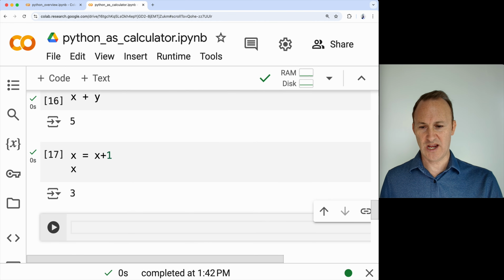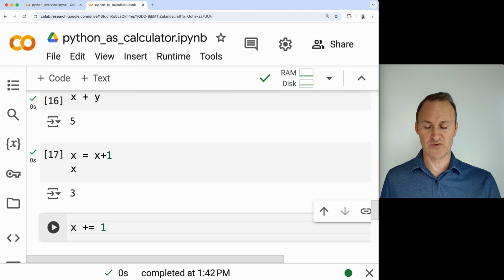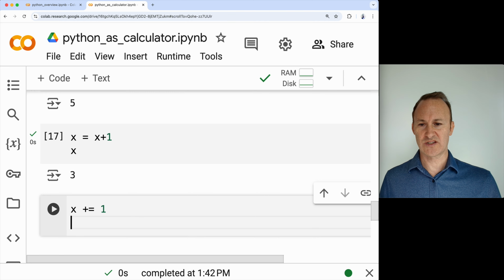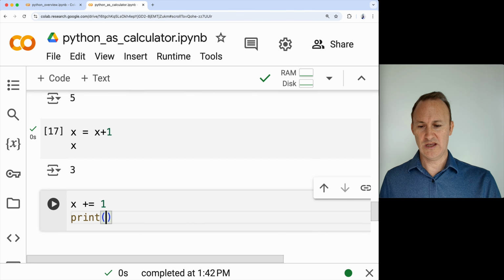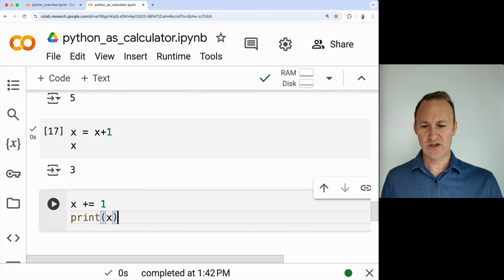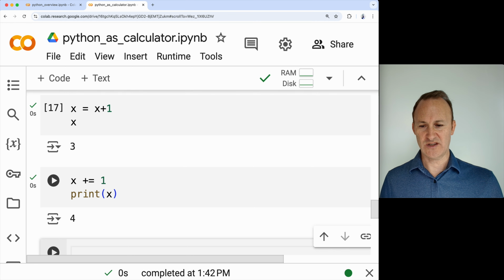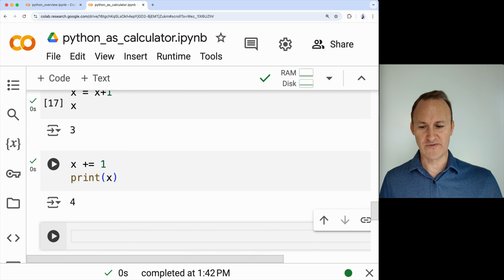Now, this is so standard, this x equals x plus 1, that there's shorthand for it, x plus equals 1. And the standard way to display what variables are beyond Colab is to just print it out. So print displays the value of a variable or whatever is there. And then you can see it has now been upped to the level of 4.